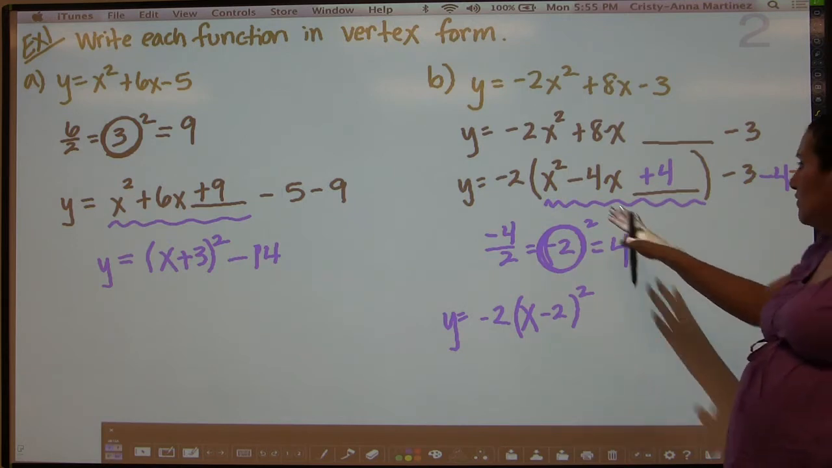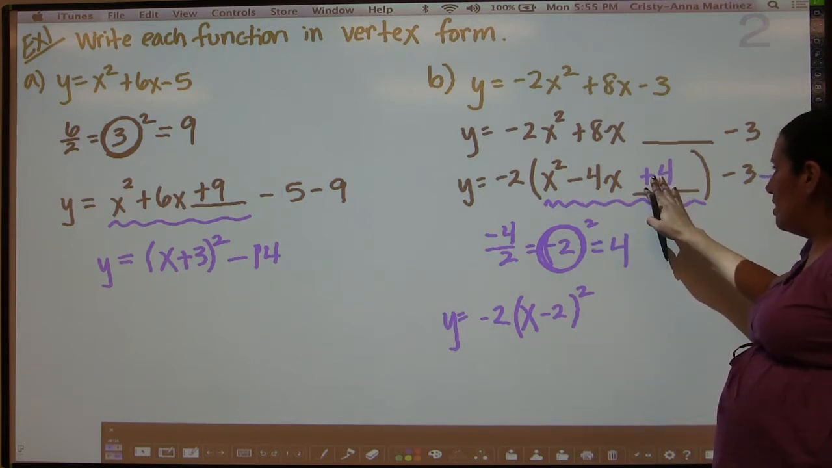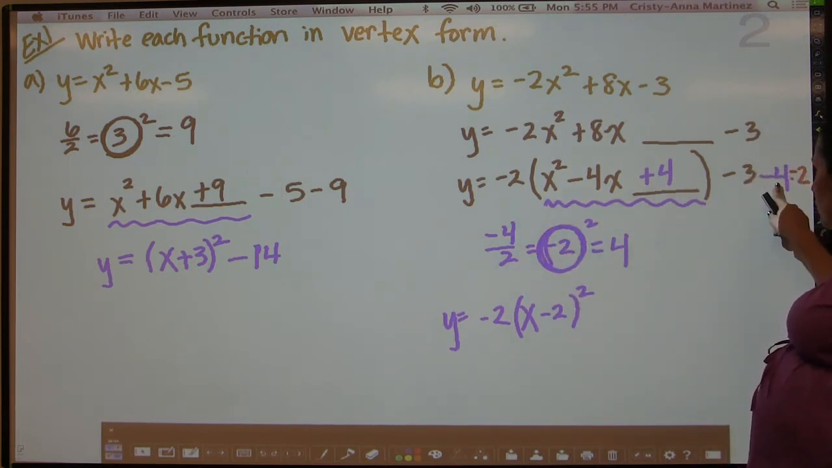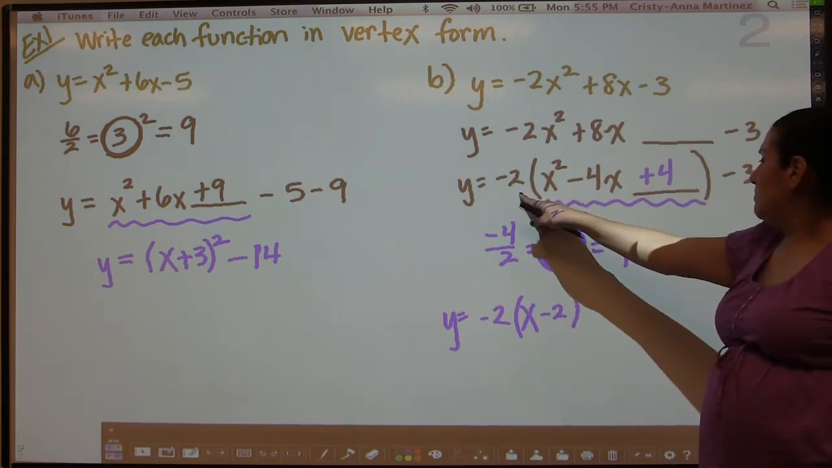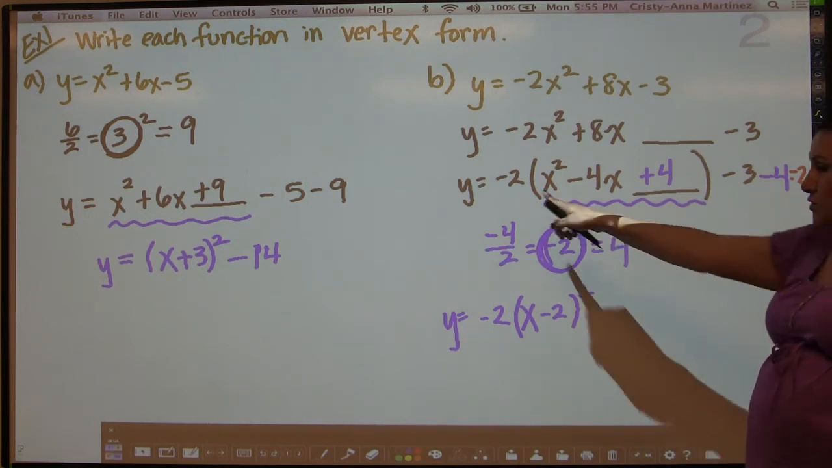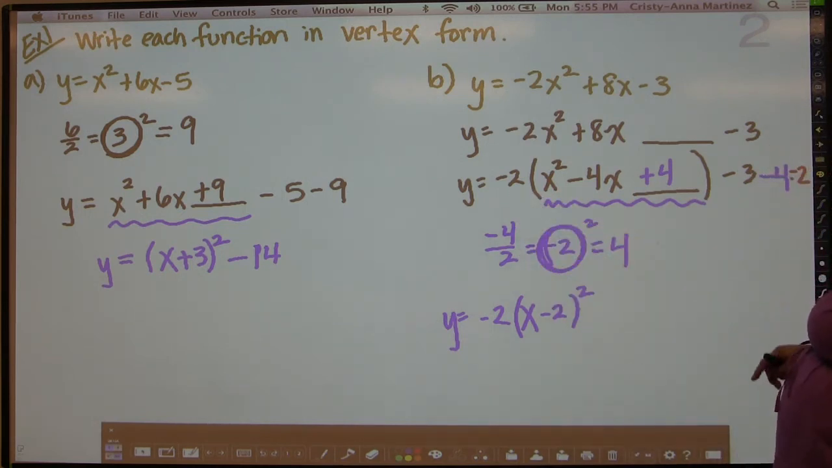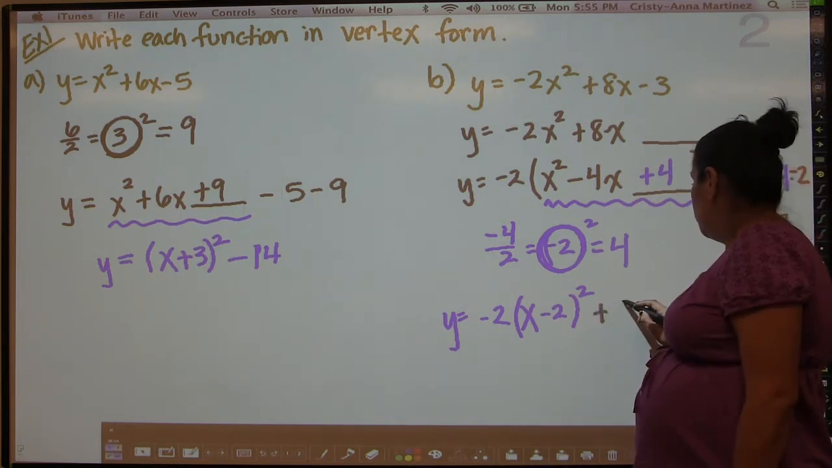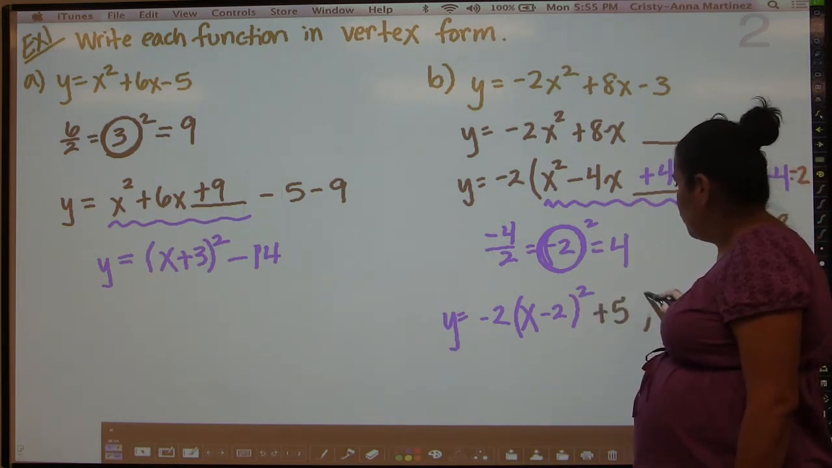So again, after everything's all the same, I add the 4 in there, and because this number is -2, I still added 4 and subtracted 4, but then I times it by -2 because of the -2 that's out here. So now I have to kind of simplify this value here. I've got -3 plus 8, and 8 minus 3 is 5. So +5, and this is my vertex form.